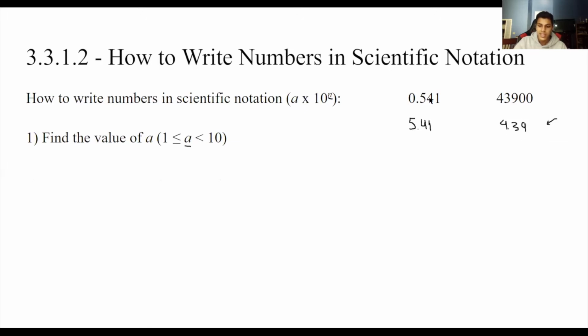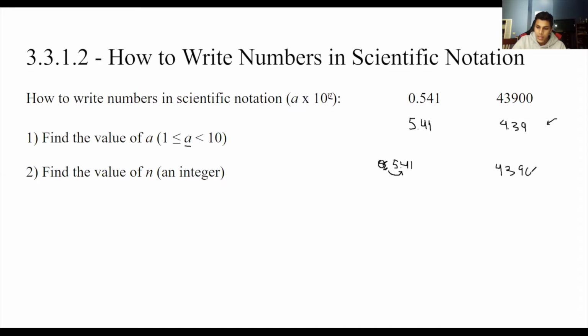Okay, well then the next step is to find the value of n. And remember, n has to be an integer, which means it can't have any fractions or decimals in it. So the best way to find the value of n is think about how many places you have to shift the decimal point over. And what I mean by that is in this example, 0.541, in order to turn it into 5.41, I shifted the decimal point one place to the right. Because now if my decimal point, instead of being behind the 5, is right here, then that turns this number into 5.41.